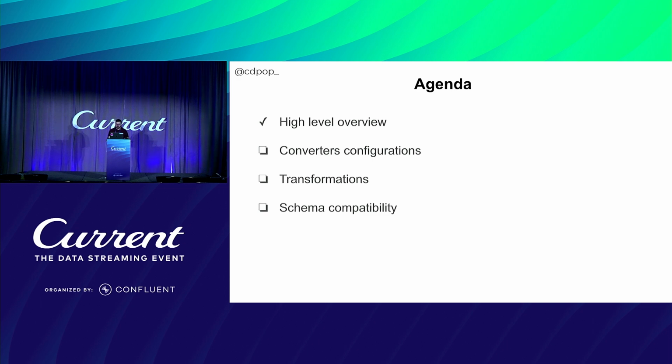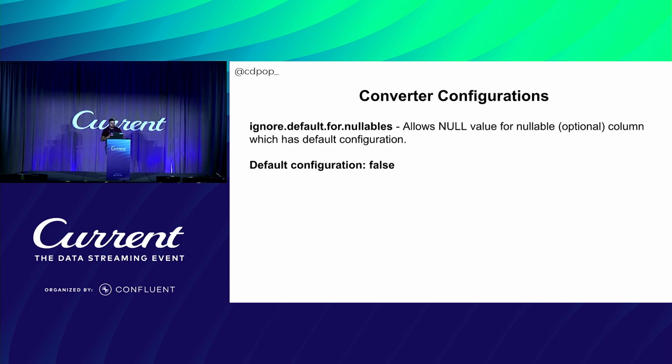Now let's talk about converter configurations. This is one that I've actually heard from people. It's like, there's something wrong with your converter. I keep getting the default value. So this configuration is called ignore default for nullables.